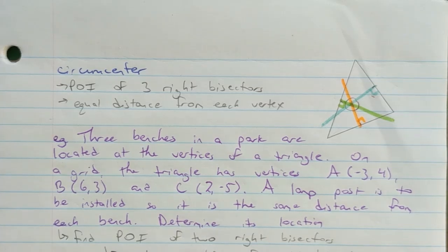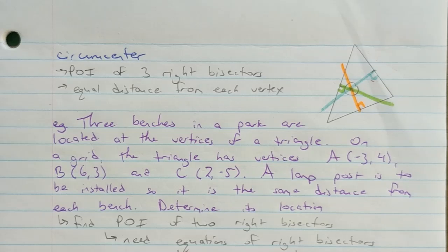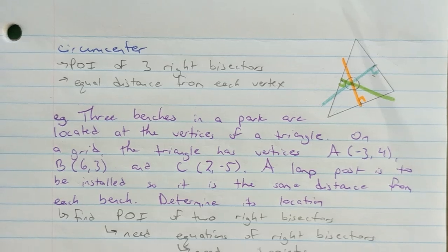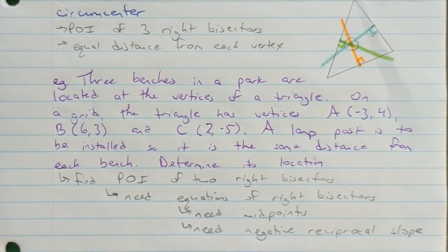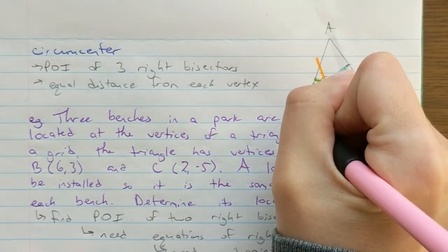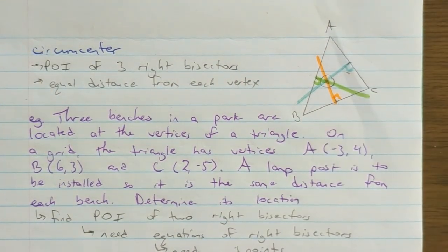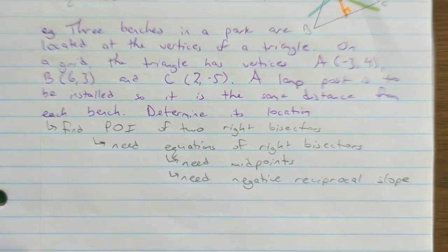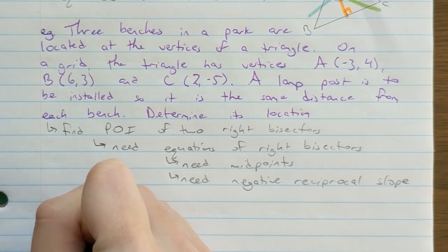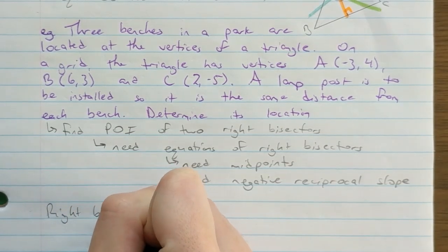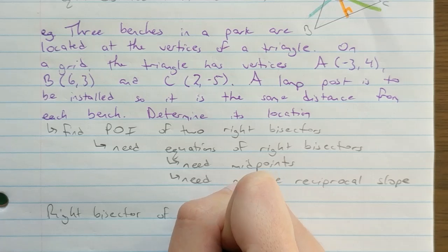In order to find the point of intersection, I need to find the equations of my right bisectors. In order to find the equations of my right bisectors, I need my midpoints of each line, and I also need the negative reciprocal slope, once again, of each side of my triangle. I'm going to go ahead and label this A, B, C, and let's get started. First, I'm going to start with side AB, okay? I'm going to look for the right bisector of AB.